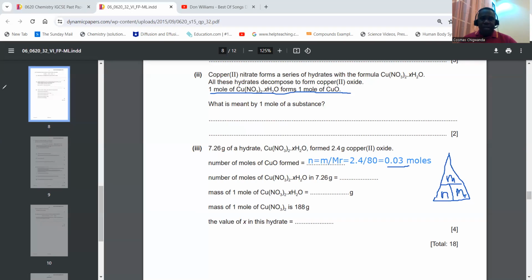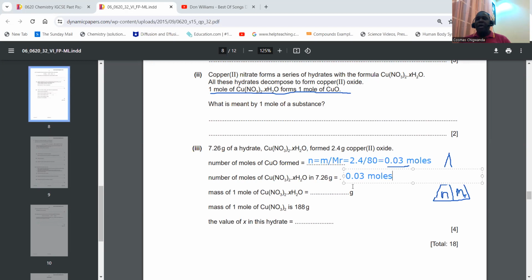So this one, no need for calculation at all because we've already calculated. If it was 0.03 at the top, it's going to be 0.03 for the hydrated salt. So our answer is going to be 0.03 moles. Where am I getting this? I'm using the stoichiometry that I've been given, that 1 mole of the hydrated salt will give me 1 mole of the copper oxide.